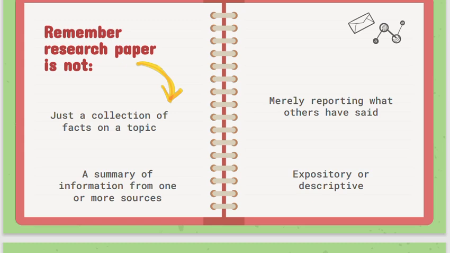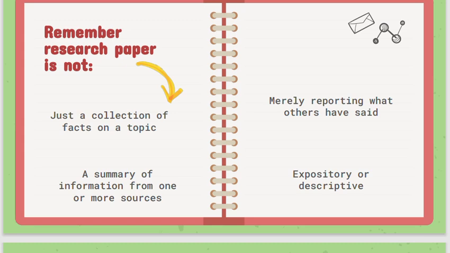Number two, a research paper is not just a summary of information from one or more sources, because it involves critical thinking, analysis, and interpretation to develop a unique perspective or argument based on the gathered evidence. Number three, remember that a research paper is not merely reporting what others have said.